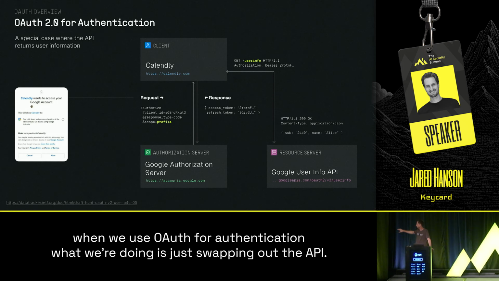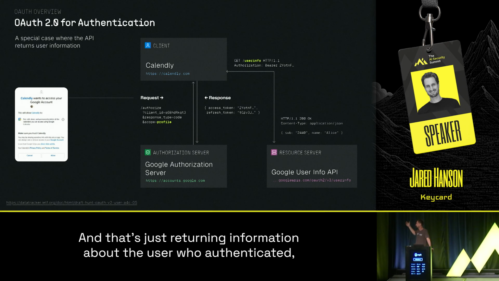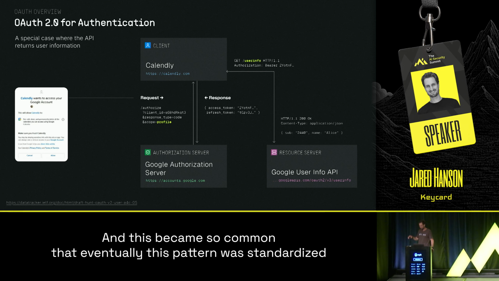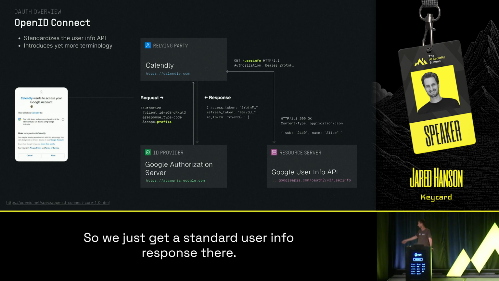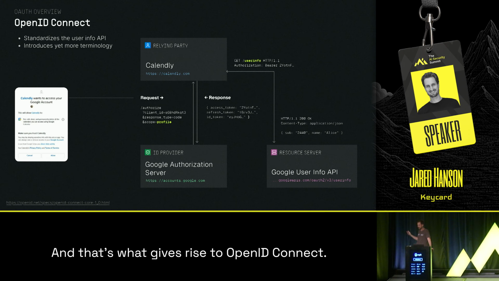The key thing to show here is that when we use OAuth for authentication, what we're doing is just swapping out the API that was the calendar API in the previous example for a user info API. And that's just returning information about the user who authenticated to the authorization server. This became so common that eventually this pattern was standardized in what's known as OpenID Connect. So we just get a standard user info response there. We can code against a single protocol that multiple people can implement. And that's what gives rise to OpenID Connect. We see this a lot for SSO now, and OAuth is sitting underneath that protocol.